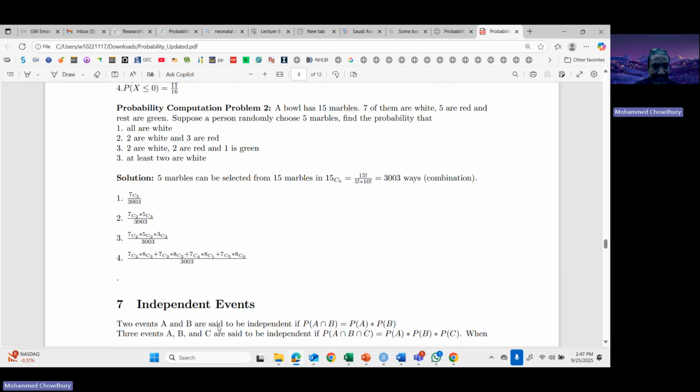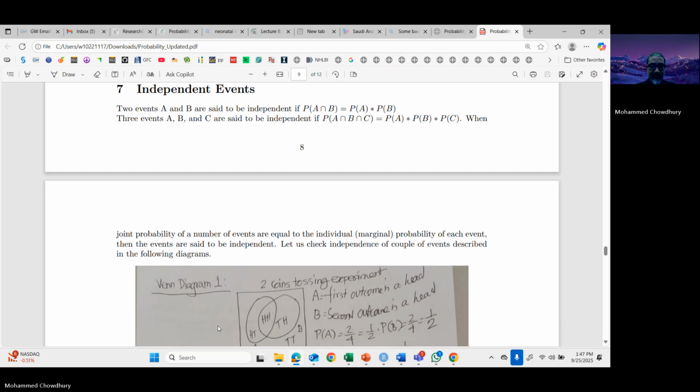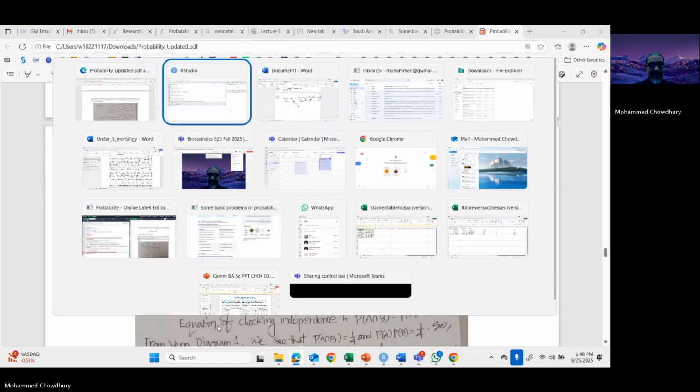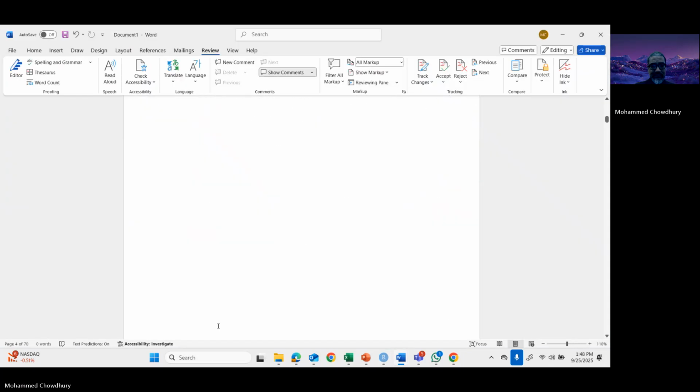Okay, after that, this is done. Now I want to discuss something. Independence is a very good thing. Now I want to draw a graph in this way.